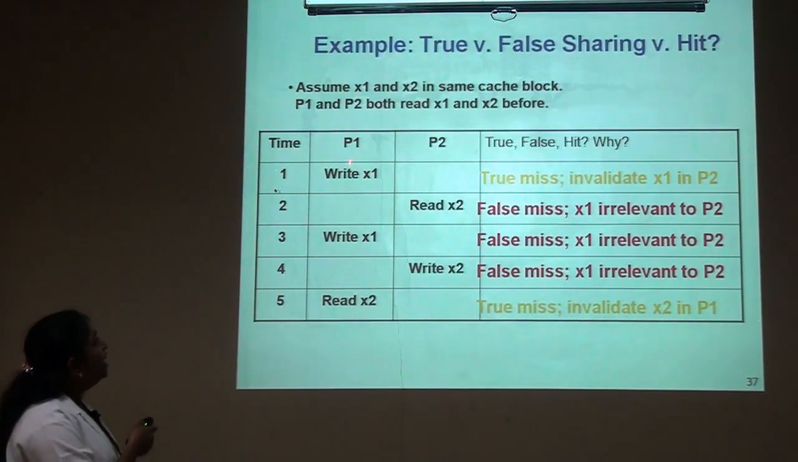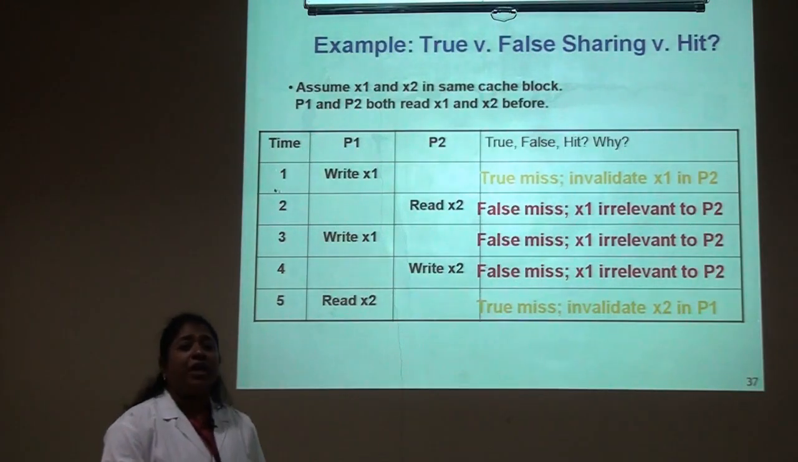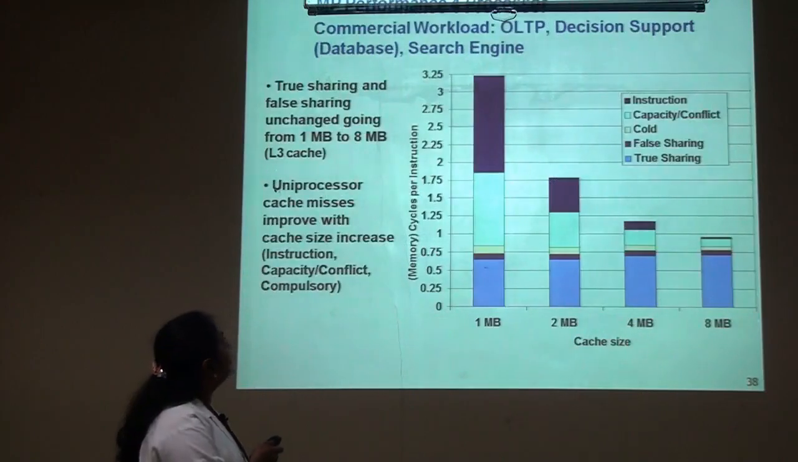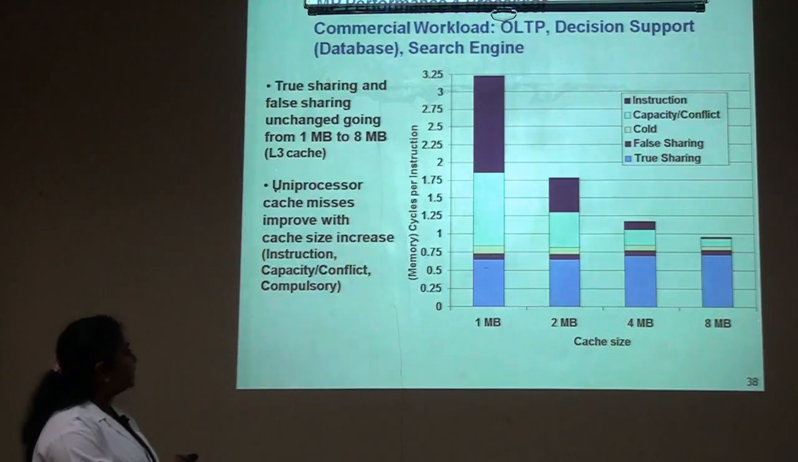In the same way, here we are using the write x1, and we have the false miss on x1 because P2 cannot use x2 in this operation. In the same way, P2 issues the write x2, and P1 cannot use x1, so x1 is not relevant to x2, and we get the false miss. In the same way, when P1 reads x2, the true miss can occur. When a true miss occurs, we issue the invalidate on the other processor. This is the example of the performance between the true sharing and false sharing measures.